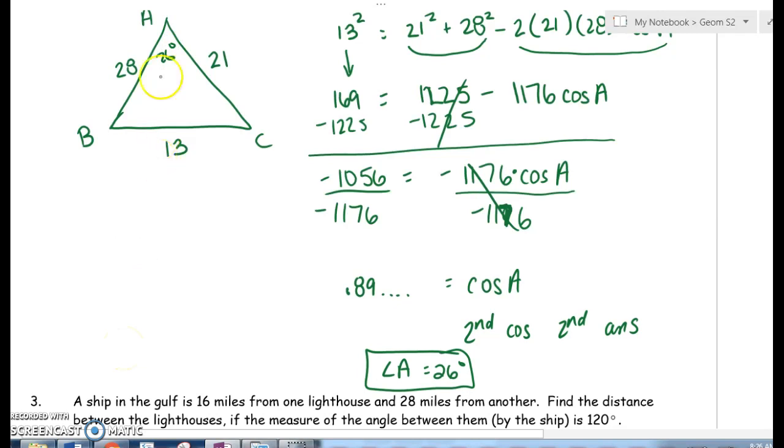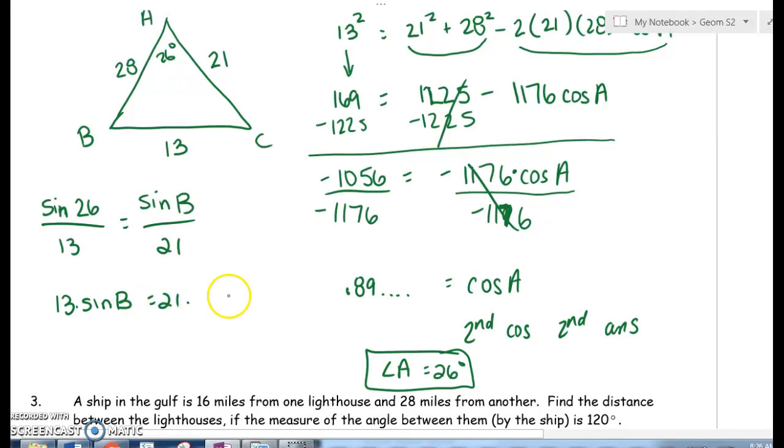Now that we know an angle and a side across from it, we can do law of sines. You can find B or C next. I'm going to do B, just continuing alphabetical order. So I'm going to do sine of angle A, which we just found to be 26, over side A, 13. And then we'll do sine of angle B over side B, 21. Cross multiply, and this is just like yesterday. You get 13 times the sine of B equals 21 times the sine of 26.